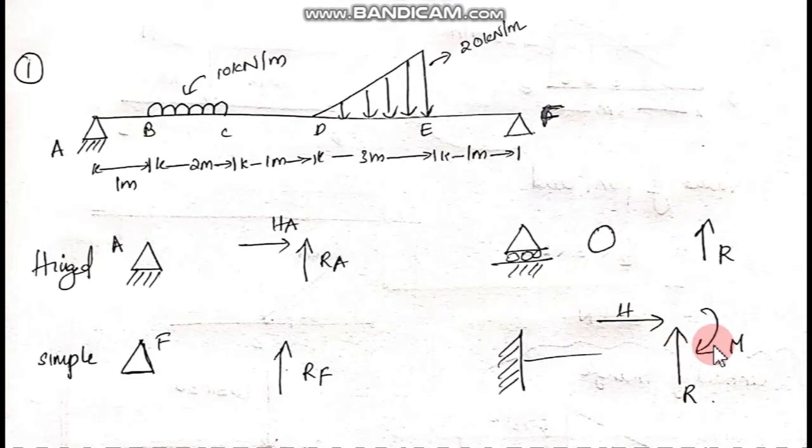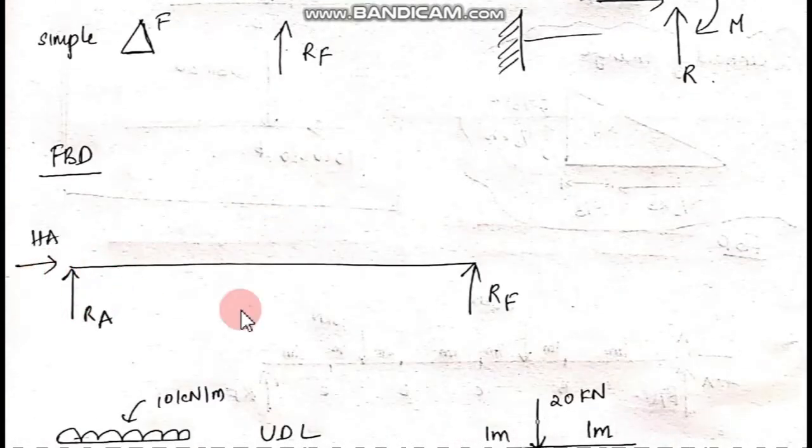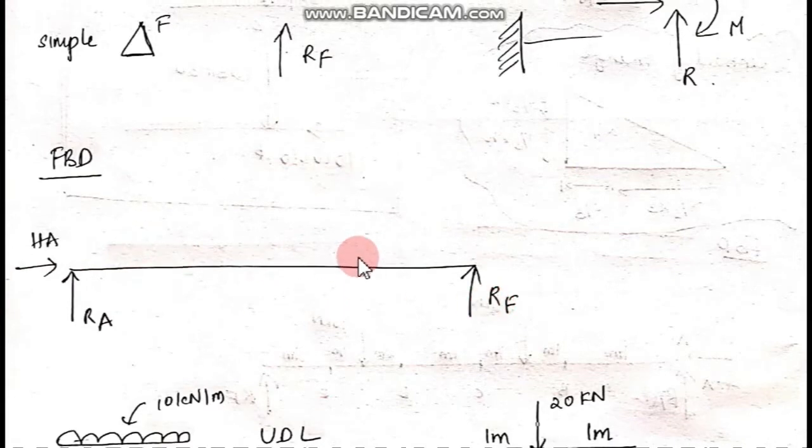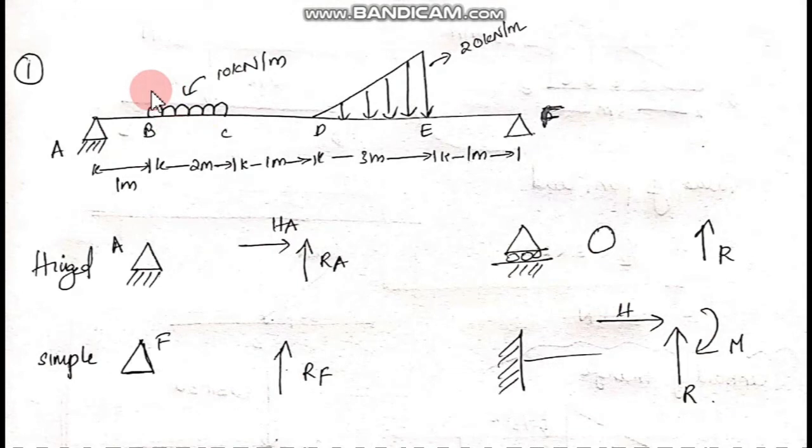So about supports, as you can see here, the supports are like this. When you're drawing, the first step is to draw the free body diagram. When you're drawing the free body diagram, these supports are to be replaced by these reactions. As you can see here, I have replaced them with the reactions. Now we have to provide the loading on the beam. The loading, as you can see here, has a UDL here and a UVL here.